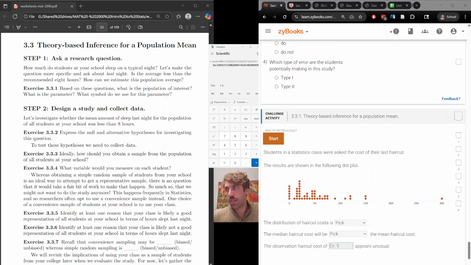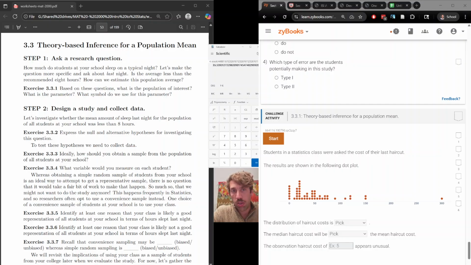All right, so now let's get started into the worksheet. So in the worksheet, we have our question. So step one is our research question. So thinking about students and getting enough sleep. So let's make some questions. So is the average less than the recommended 8 hours? So is the average college student sleeping less than the recommended 8 hours?